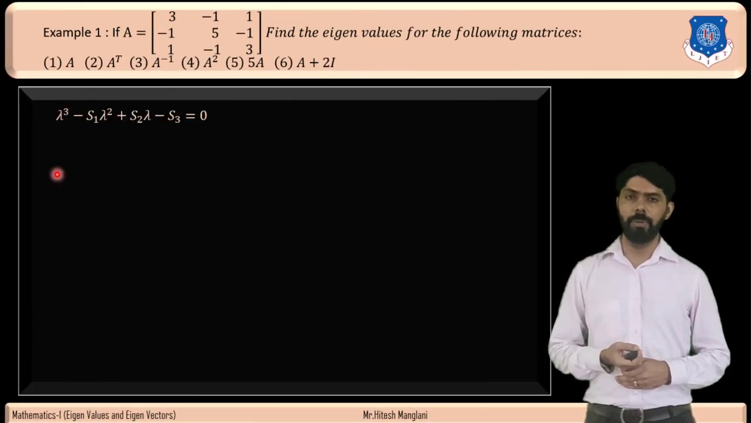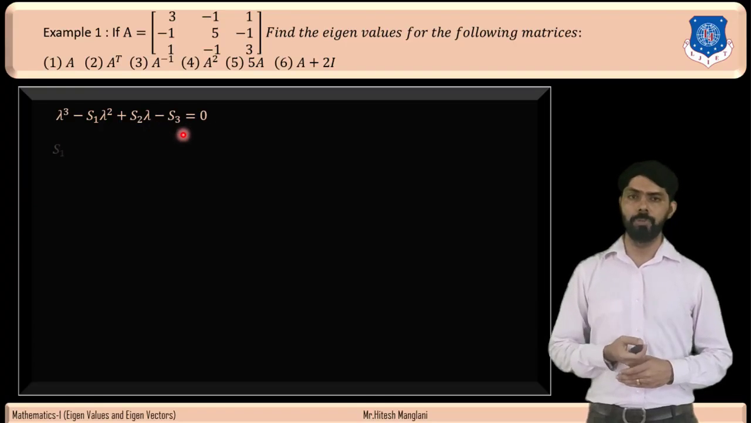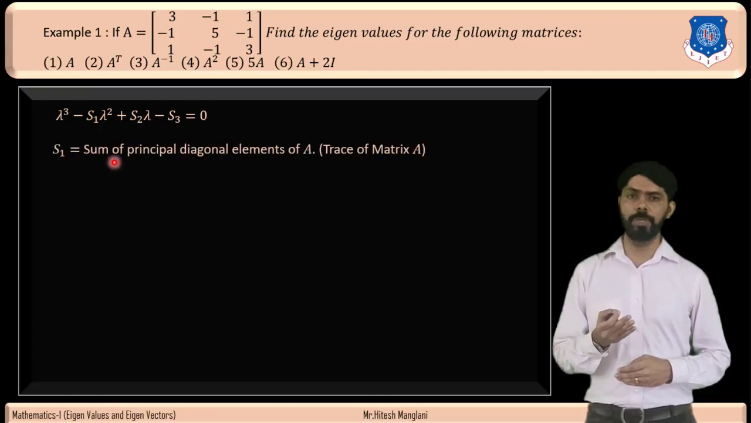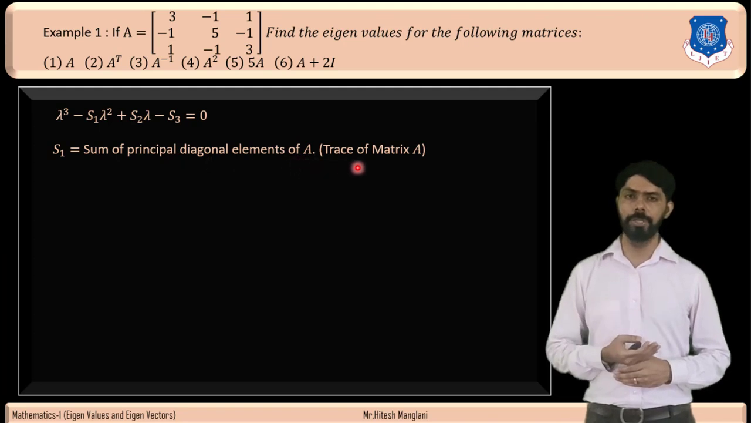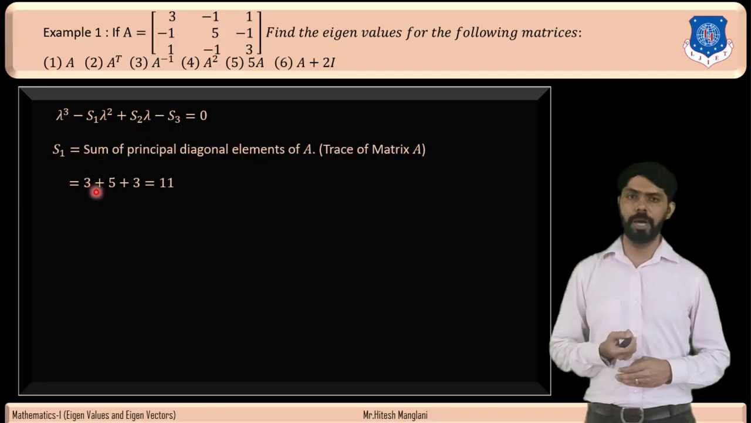Now the characteristic equation for a matrix of order 3 is given by lambda cube minus s1 lambda square plus s2 lambda minus s3 is equal to 0. Here s1 is the sum of principal diagonal elements of A, which is also called the trace of the given matrix. So we add the principal diagonal elements: 3 plus 5 plus 3, which is 11.